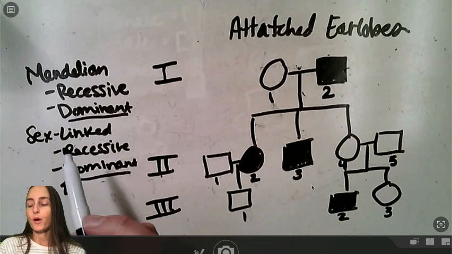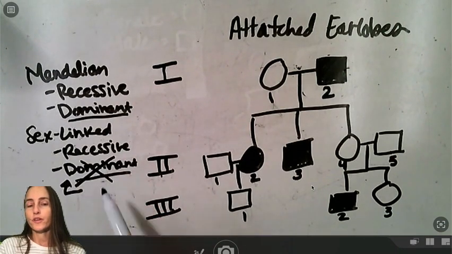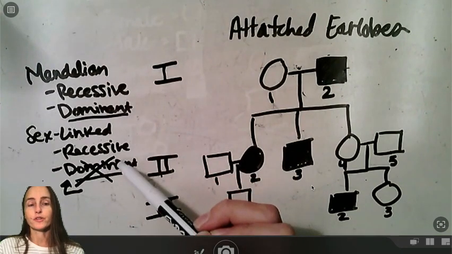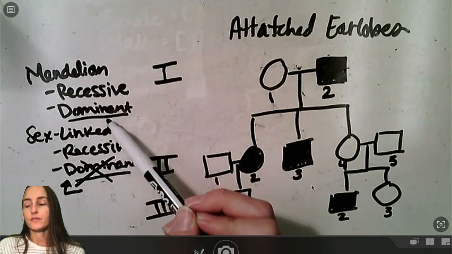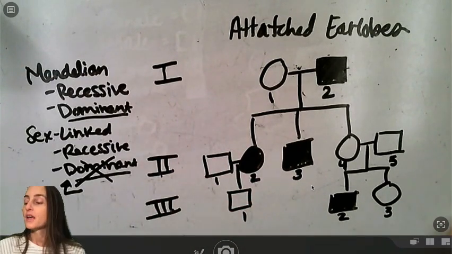So I would probably even hazard to say I wouldn't answer that one unless there was extra information given in the prompt that made you think that it was sex-linked. Okay. So basically you're down to three options: Mendelian recessive, Mendelian dominant, sex-linked recessive. That's about it.